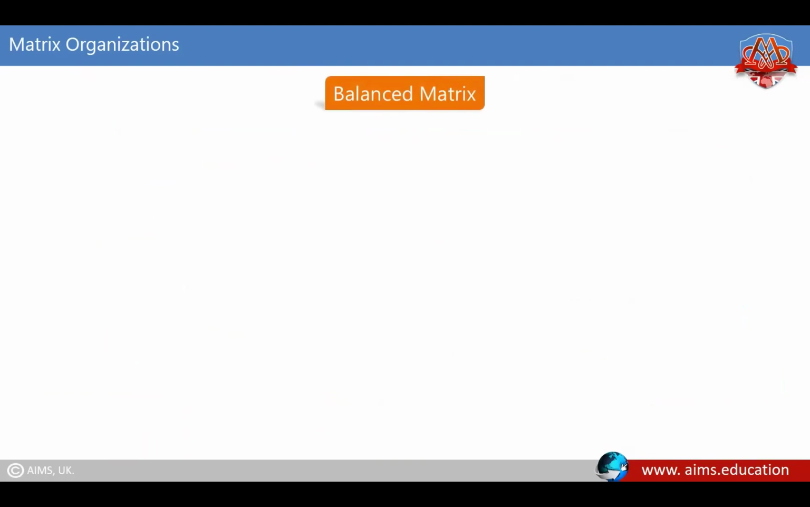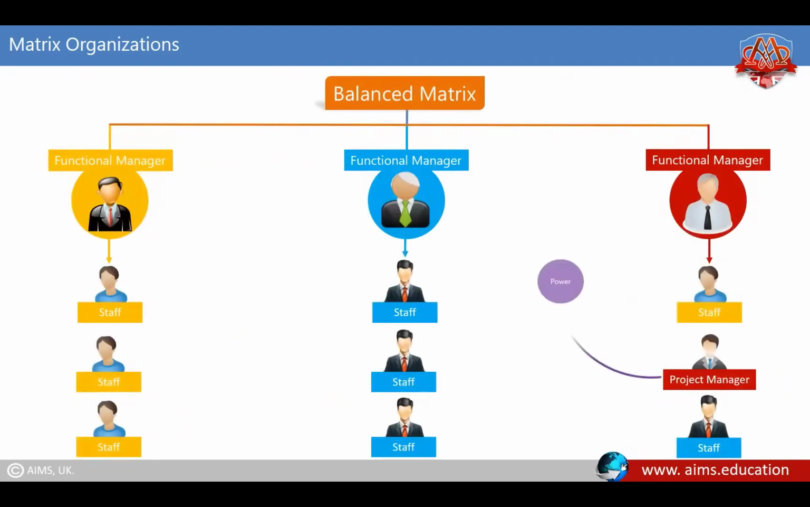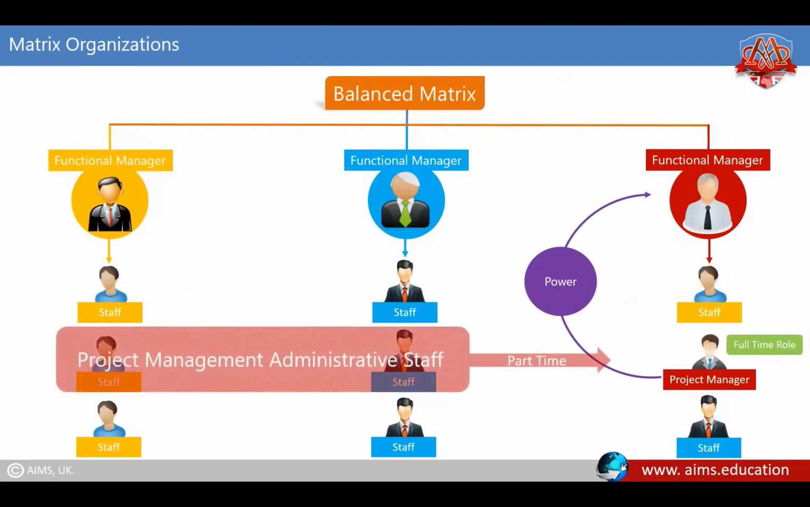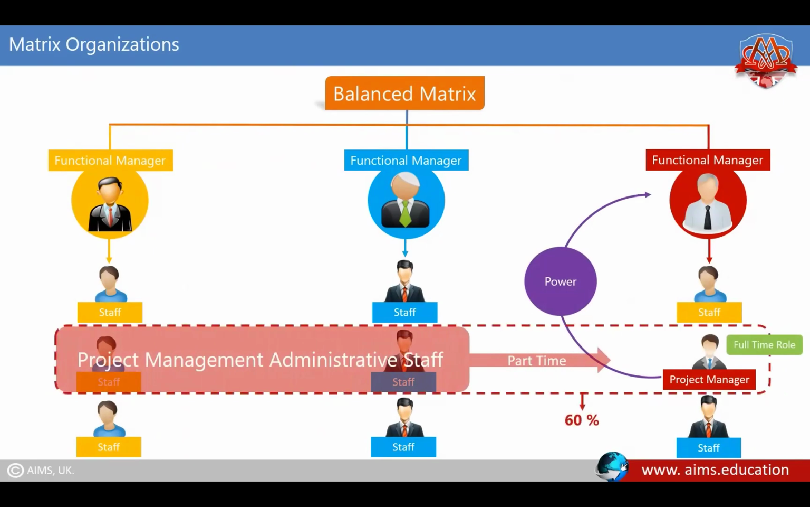Balanced matrix. In a balanced matrix, power is shared between the functional manager and the project manager. Although the project manager has a full-time role, he has only part-time project management administrative staff under him. Up to 60% of the project team in a balanced matrix structure are full-timers. In a balanced matrix structure, the project manager is assigned on a full-time basis. However, support staff are usually part-time rather than being fully dedicated to the project.